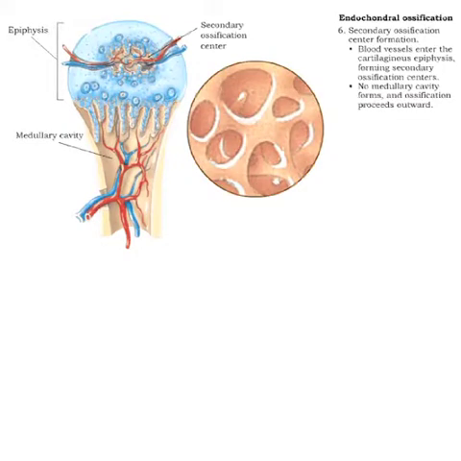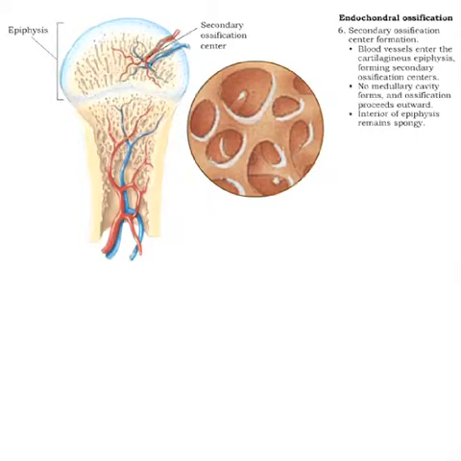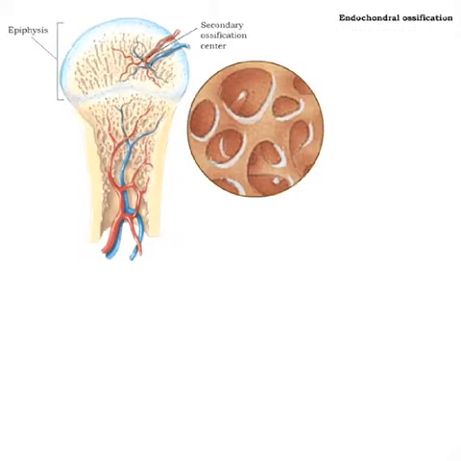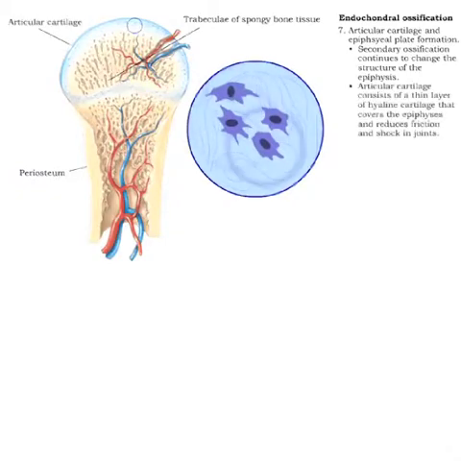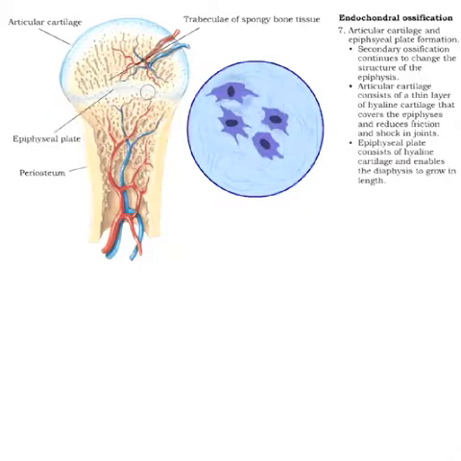As a result, the interior of the epiphysis remains spongy. Secondary ossification leaves a thin layer of hyaline cartilage covering the epiphyses. This is known as articular cartilage, and it reduces the friction and shock in bone joints. The change to the epiphysis also forms the epiphyseal plate, a layer of hyaline cartilage that enables the diaphysis to grow in length.